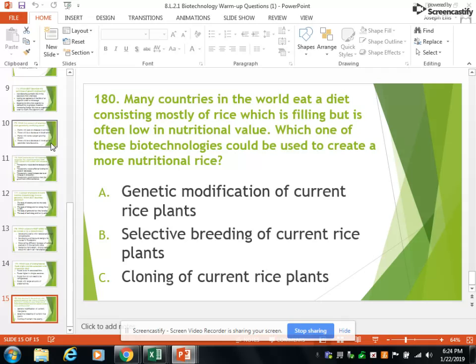So let's move on. Last question, 180. Many countries in the world eat a diet consisting mostly of rice, which is filling but is often low in nutritional value. Which one of these biotechnologies could be used to get a more nutritional rice? And again, it would probably be better to use genetic modification of current rice plants. Okay, that would be your best answer.